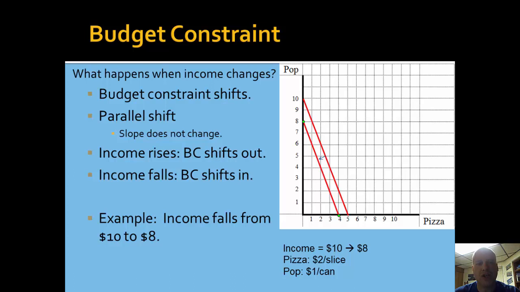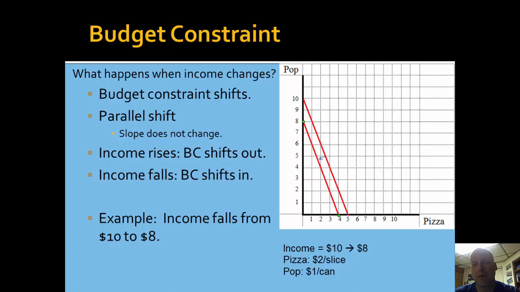Okay, what about a change in income? If a change in income comes about, the slope of our budget constraint will not change. The budget constraint will shift in a parallel fashion. The slope won't change because remember that the relative price is what determines the slope: the price of a can of pop divided by the price of a slice of pizza, or the price of a slice of pizza divided by the price of a can of pop. That's what's going to tell us what our slope is. And when our slope doesn't change, then we're experiencing a parallel shift.